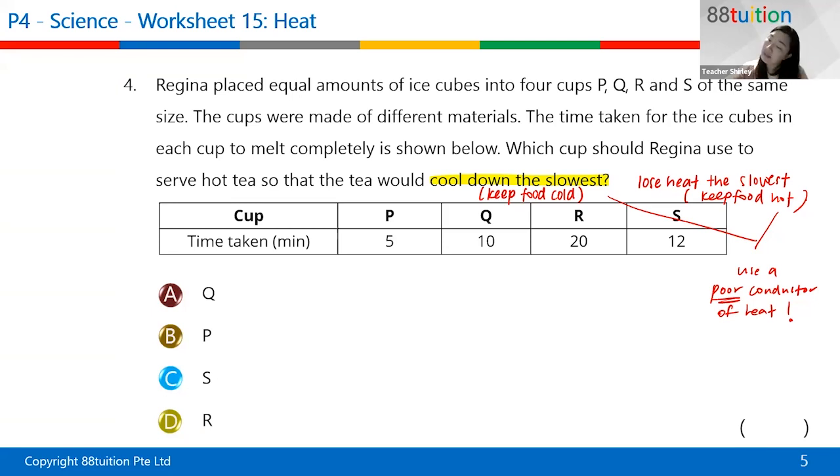Okay, so going back to this question, the results actually show the time taken for the ice cubes to melt completely. So for this one, of course, the one that melts the slowest, which is R, is the poorest conductor.